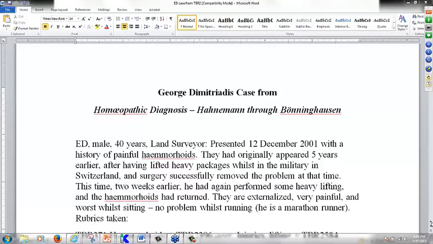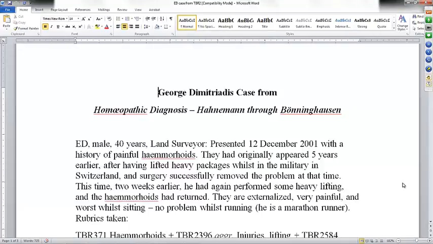So Ed, male, 40 years, land surveyor, presented December 12, 2001 with a history of painful hemorrhoids. They had originally appeared 5 years earlier after having lifted heavy packages whilst in the military in Switzerland, and surgery successfully removed the problem at that time. This time, 2 weeks earlier, he had again performed some heavy lifting and the hemorrhoids had returned. They are externalized, very painful, and worst while sitting. No problem whilst running. He is a marathon runner.